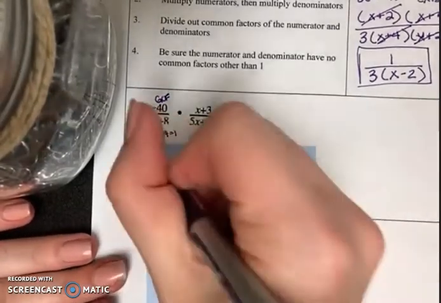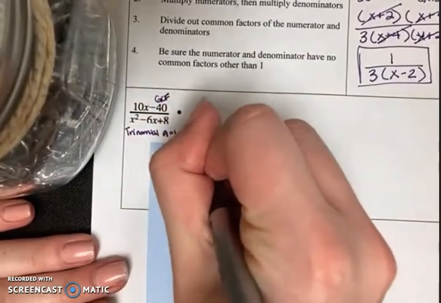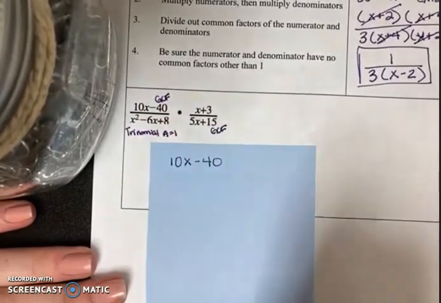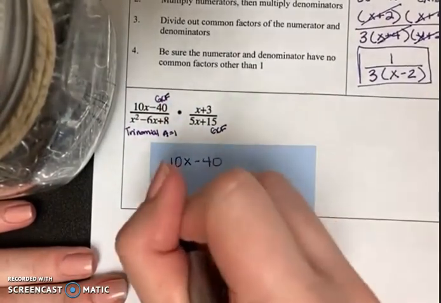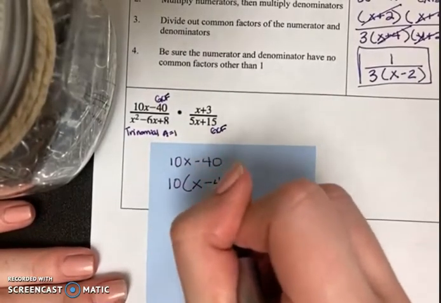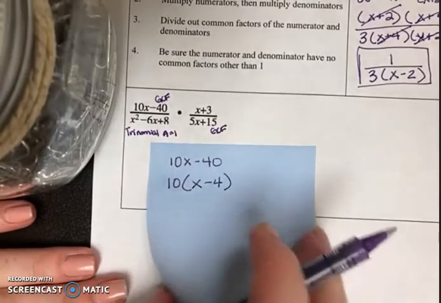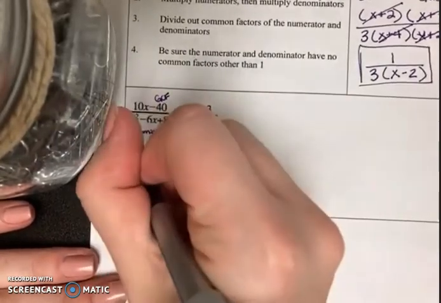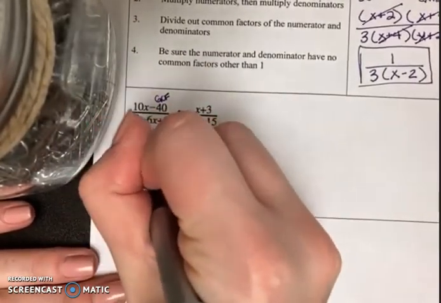The numerator of the first term is 10x minus 40. I mentioned that we're going to pull out a greatest common factor of, in this case, 10. So I have 10 times x minus 4.